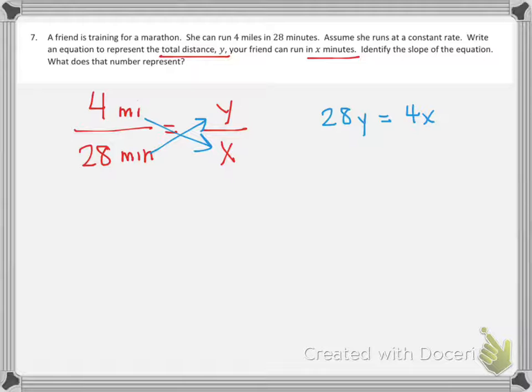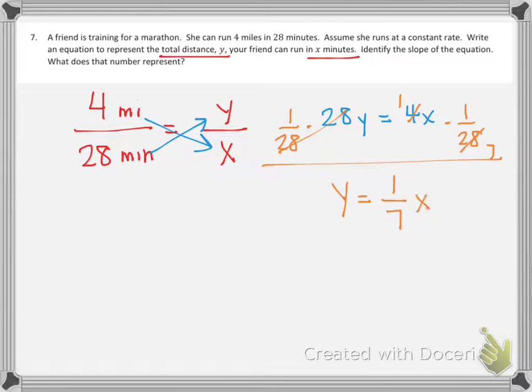And then I just want to get y all by itself, so that maybe this will be in slope-intercept form. And then I can just recognize the slope. So I'm going to get y all by itself by multiplying by 1 over 28, the reciprocal of 28. Do that to both sides. And the 28's cancel. I get y equals 4 divided by 28. Well, I can simplify that. 4 goes into 4 one time, and 4 goes into 28 7 times. So I get 1/7 times x. Now, is that slope-intercept form? Absolutely. y equals mx plus b.